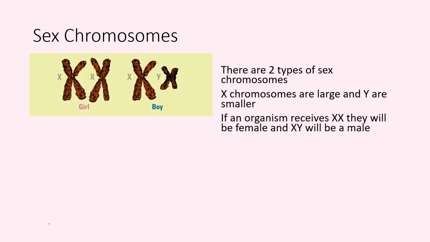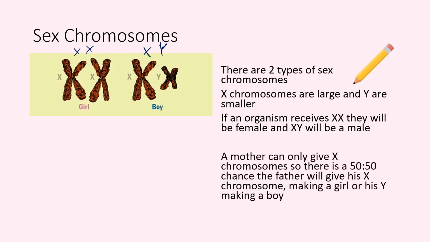We can actually see that here. So we've got an X and a Y. An X and an X is going to be a female. Now, that means that a mother can only give an X chromosome. So there is a 50-50 chance that the father will give his X chromosome, making a girl, or his Y chromosome, making a boy.